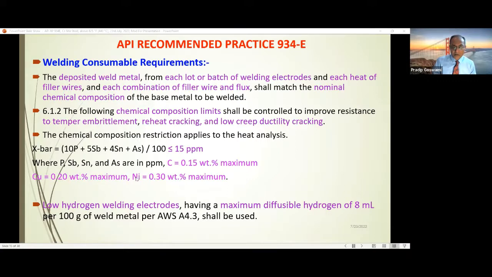If copper and nickel are at higher values on a chromoly steel like this, they could be detrimental to reheat cracking and/or low creep ductility cracking. Low hydrogen welding electrodes are definitely a must, and maximum diffusible hydrogen is 8 ml per 100 grams of weld metal. Although H8 is what the code mandates, H4 is better to use, and that is used all across the industry.